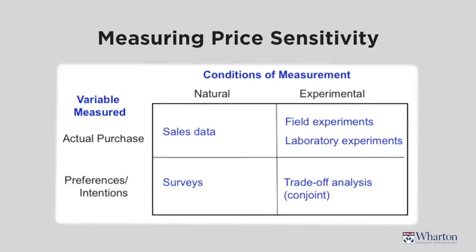I'm going to show on the screen a 2x2 matrix that explains these four different ways. You could measure people in their natural environment, buying things or filling in surveys. That's the first column. Or you could run an experiment, sort of an unnatural environment, but it's controlled, either in the field or the lab, or you could engage in something called trade-off analysis. Those are the two columns of this matrix. And then on the rows, you could either measure actual purchase behavior, or you could measure their preferences and intentions.